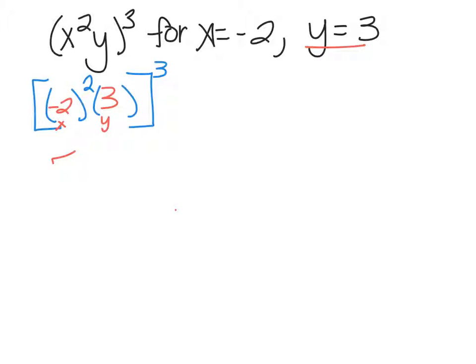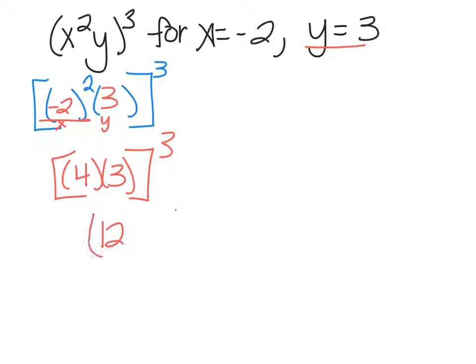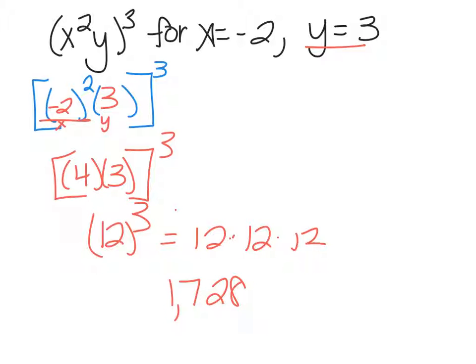So let's go ahead and simplify in here. Negative 2 to the second power is 4. 4 times 3 is 12. And 12 to the third power equals 12 times 12 times 12. So 12 to the third power is 1,728.